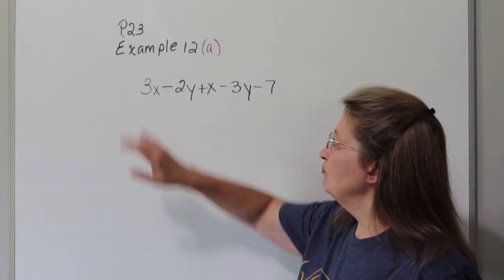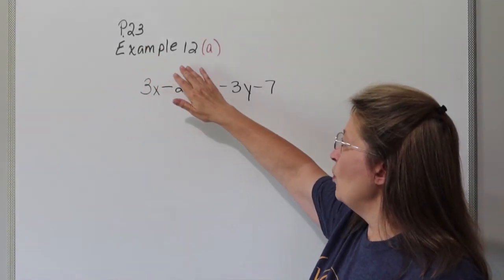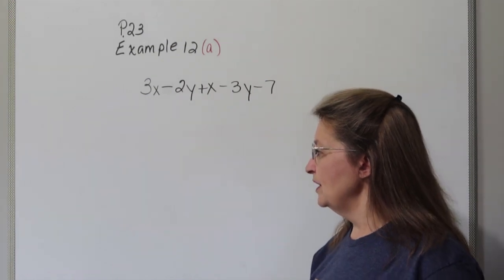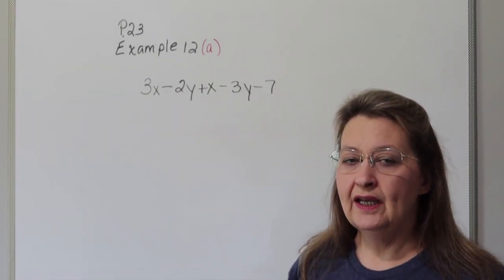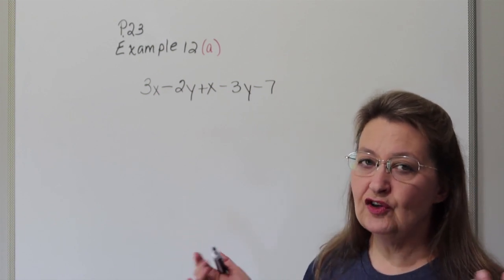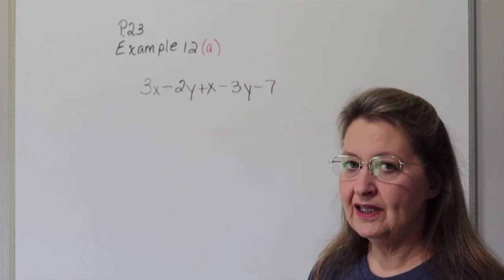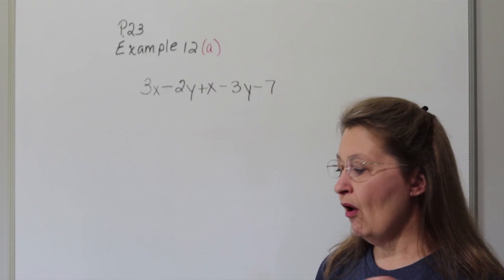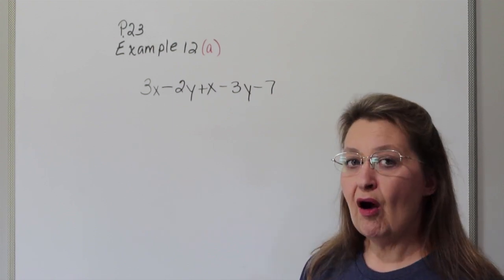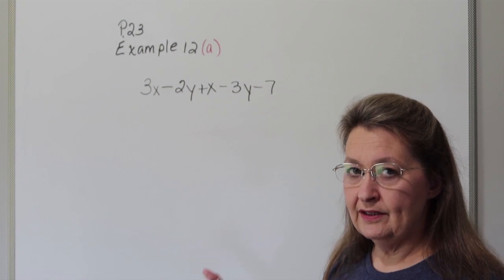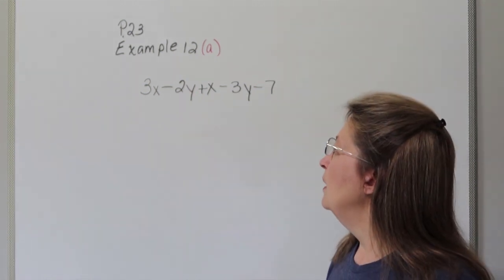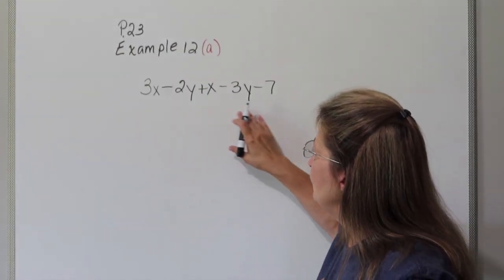Moving on. Page 23, example 12a. The directions say simplify each expression. Okay, an expression means there's no equal sign. You're not getting an answer. You're just going to try to condense this. And if I were you, on all of these problems, I would pause and see if you can work this out and get the right answer before I work it out. But anyway, we're going to go through here.